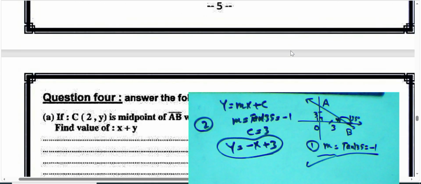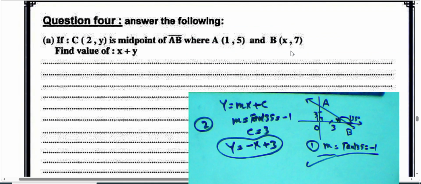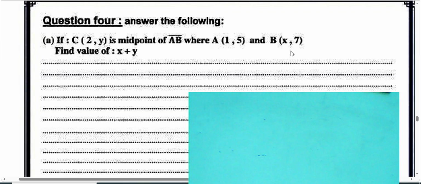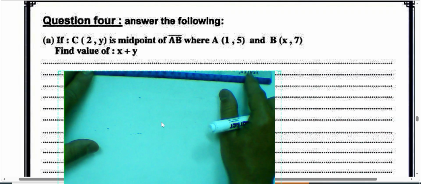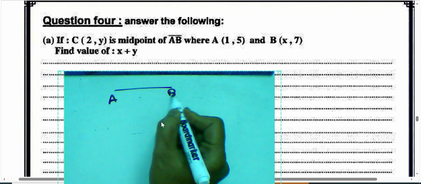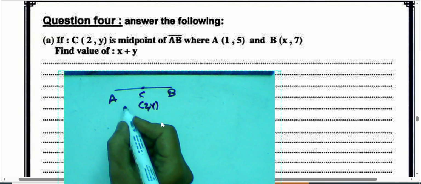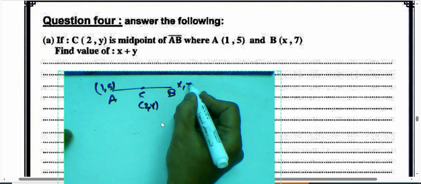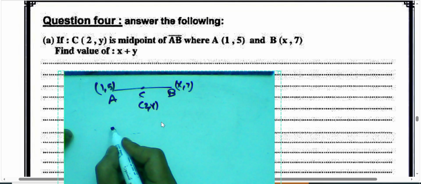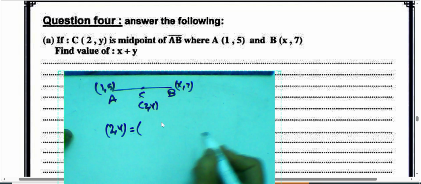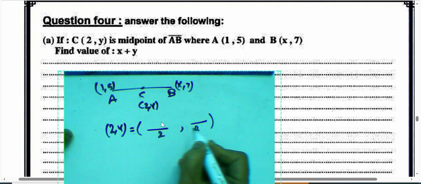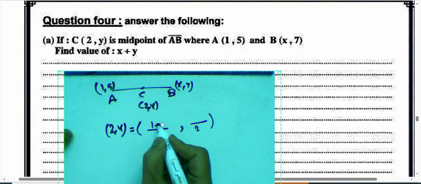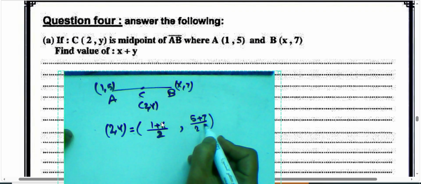Next question down. If C is the midpoint of A and B, find the value of x plus y. Midpoint between 2 points, you can write the rule here. We have a straight line, we call it line segment AB, and point C lies between them. C was 2 and y, A was 1 and 5, and B equal x and 7. You can start from 2 and y and write by the rule 1 plus x over 2 and 5 plus 7 over 2.